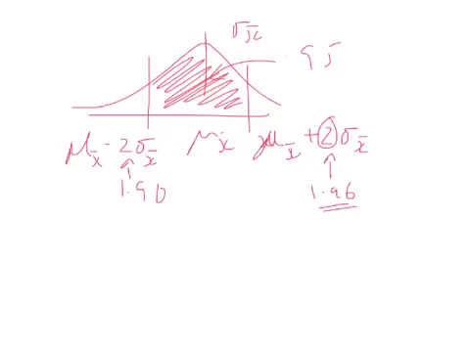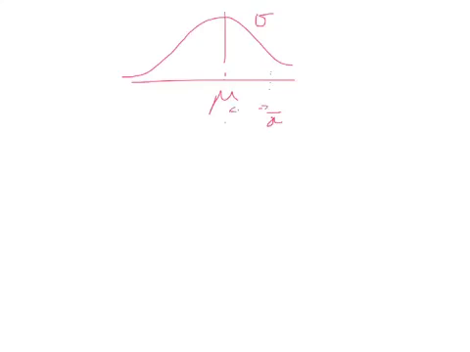I'm going to do this on a slide here. Let's say this is our population with mean mu, standard deviation sigma. What happens is that as we take a sample, let's say our sample mean is here. So we could see there's a sampling error, of course, between mu and x bar. This sampling error here.